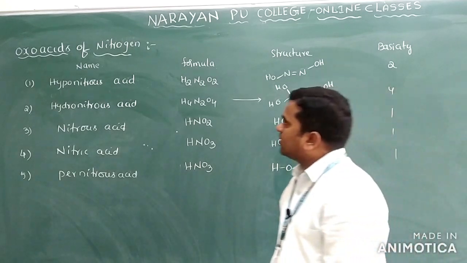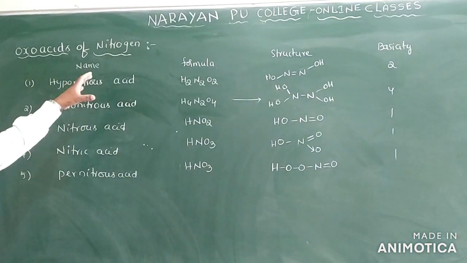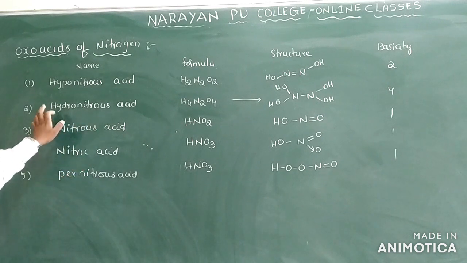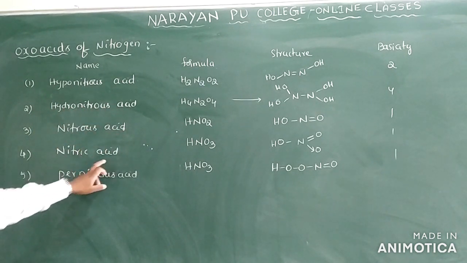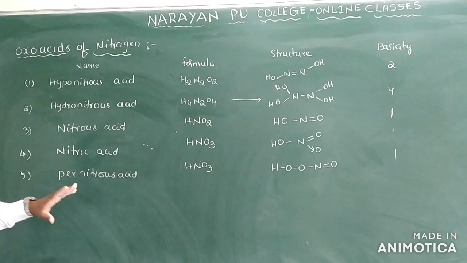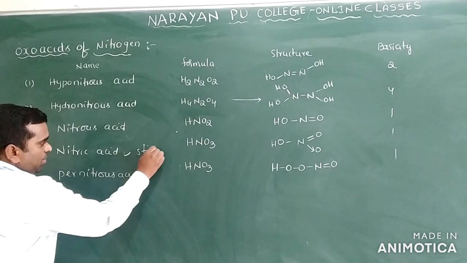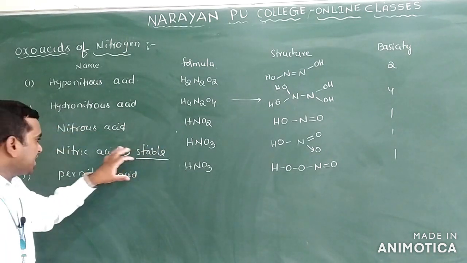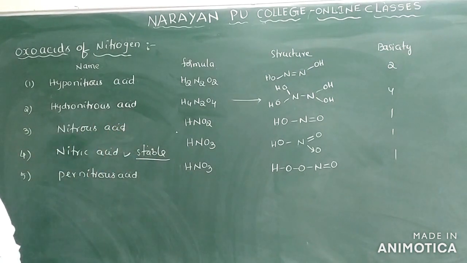And this is about the oxyacids of nitrogen. Hyponitrous, hydronitrous, and nitroxylic acid can also be called. This is nitrous acid, nitric acid, and pernitrous acid. As I mentioned, among all these, this is the only stable one, the remaining are all unstable. So that's why in this class we will discuss nitric acid. Clear, ma?